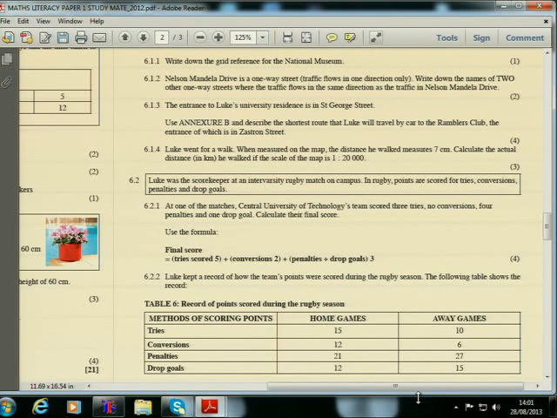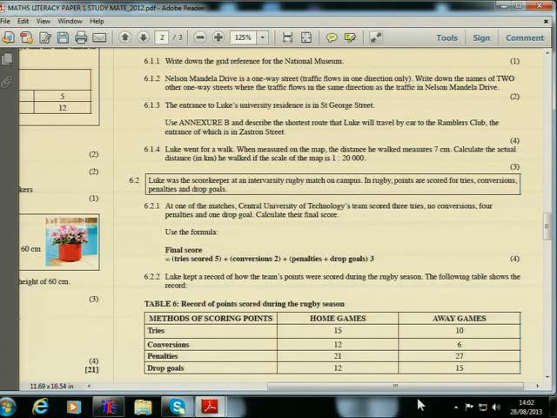Unfortunately, we have to do this moving around like this. 6.1.2, it says Nelson Mandela Drive is a one-way street, or traffic flows in one direction only. We must write down the names of two other one-way streets where the traffic flows in the same direction as the traffic in Nelson Mandela Drive.